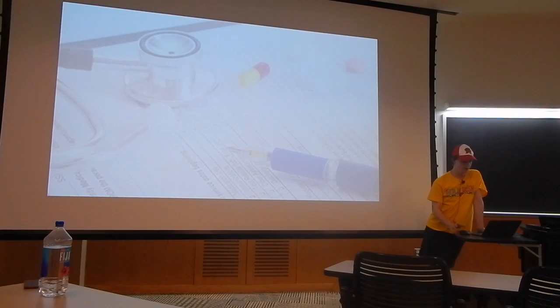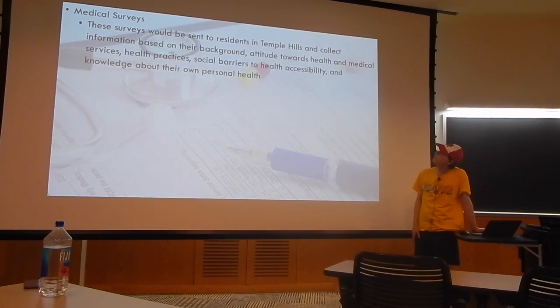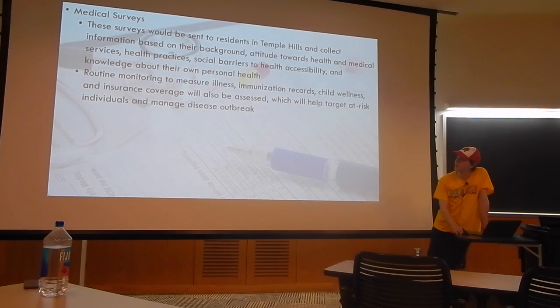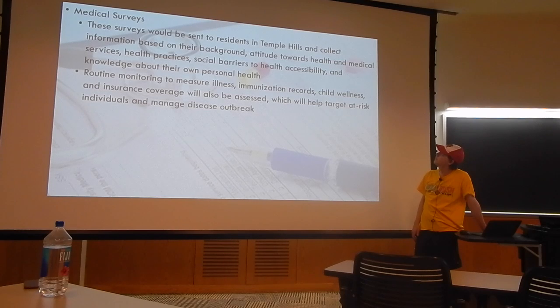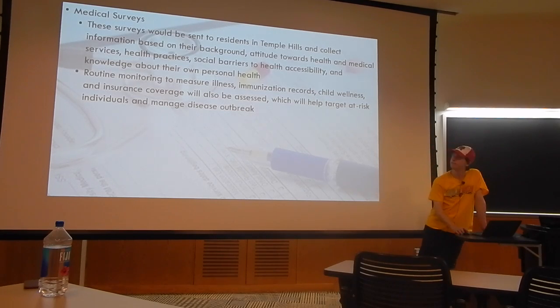Also, feedback from the community plays a crucial role in patterns of disease and healthcare access. So this is why surveys and focus groups are important to community health. So I propose that medical surveys be sent to residents in Temple Hills, which would collect information based on their background, their attitude towards healthcare and medical services, their daily health practices, the social barriers they face to health accessibility, and the knowledge that they have about their own personal health. So routine monitoring to measure illness, immunization records, child wellness, and insurance coverage will also be assessed, and this will ultimately help target at-risk individuals, so high-risk individuals, and manage disease outbreak.